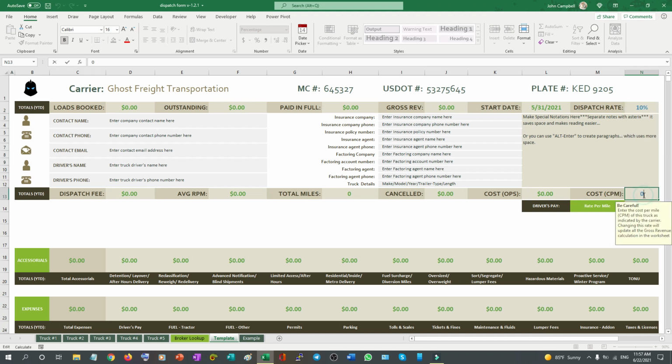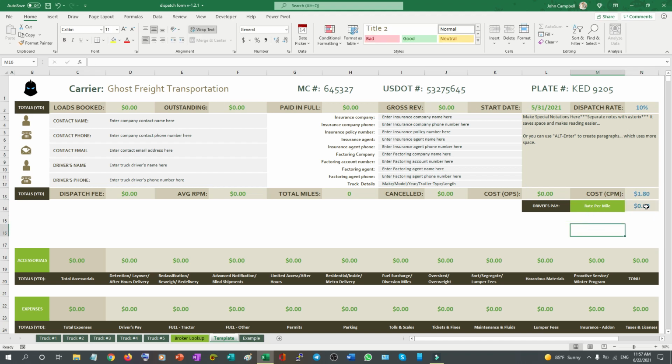And then in the next field, we have the cost per mile. As usual, we're going to assume that this is $1.80. And then in the next column, we have the driver's pay. How much money per mile do you pay a driver? So let's assume this is 75 cents per mile.